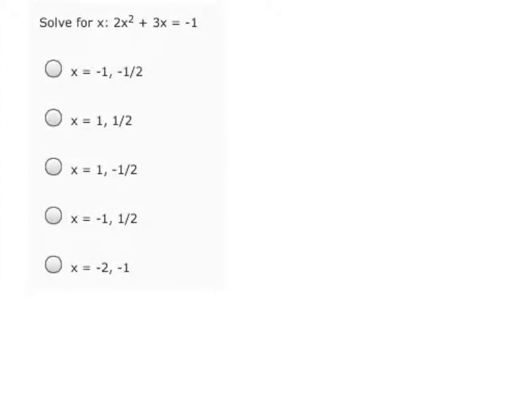We are asked to solve for x in this problem, so we want to begin by setting the entire equation equal to 0. So we want to bring this negative 1 onto the left side by adding 1 to each side. So we would be left with 2x squared plus 3x plus 1 equals 0. Now we need to factor the expression on the left side of this equation.